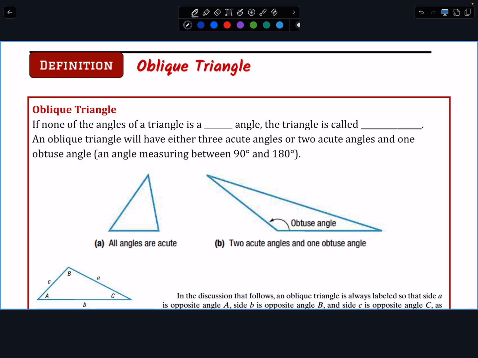If none of the angles of a triangle is a right angle, we call the triangle oblique. An oblique triangle will either have 3 acute angles or 2 acute angles and 1 obtuse angle. Obtuse, remember, means an angle that's larger than 90 but smaller than 180.